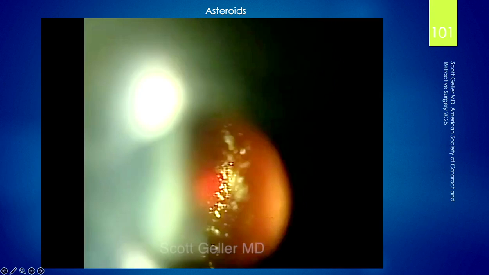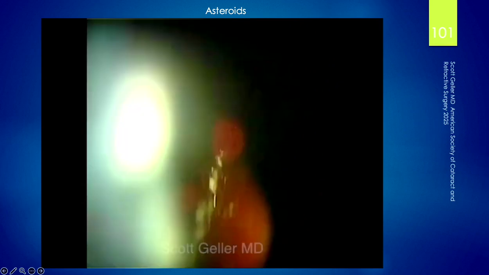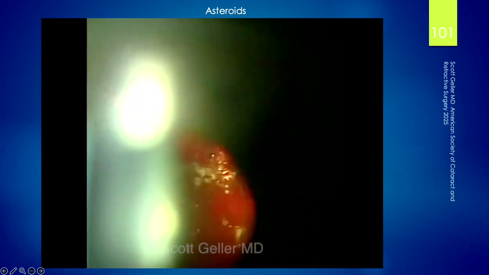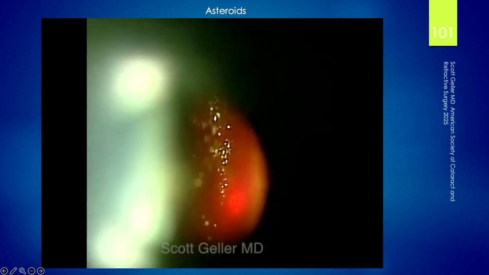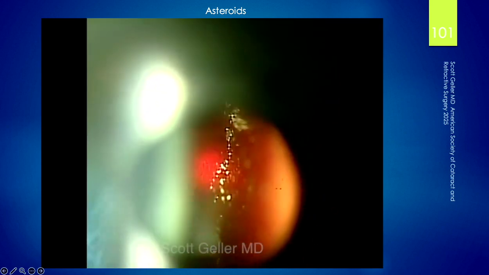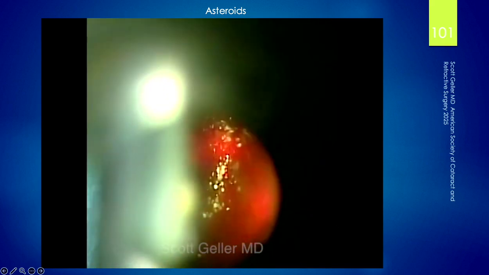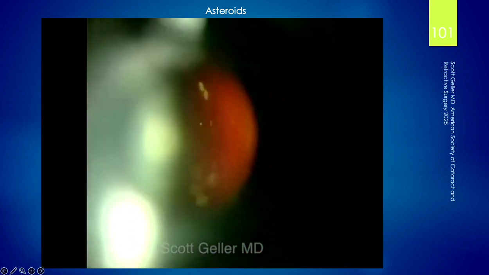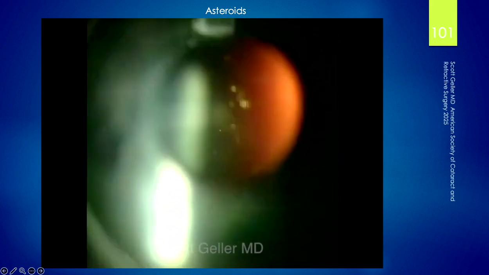Asteroids are fascinating. In some patients, like this patient, you can get asteroids that are in clumps and streaks. I'd say I've had 50-50 successive visual improvement with this. When you have these asteroids and there's clear areas, most patients don't notice asteroids very much.